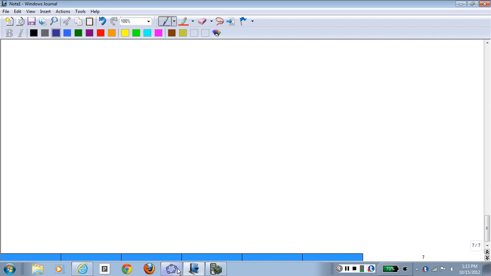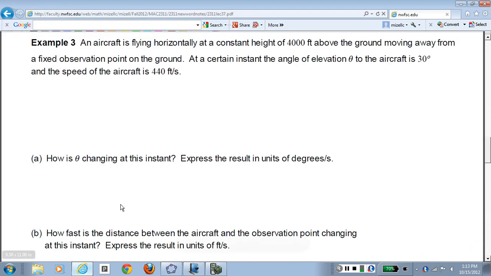Hopefully we can use some of what we've done for the B part. B part, how fast is the distance between the aircraft and the observation point changing at this instant?